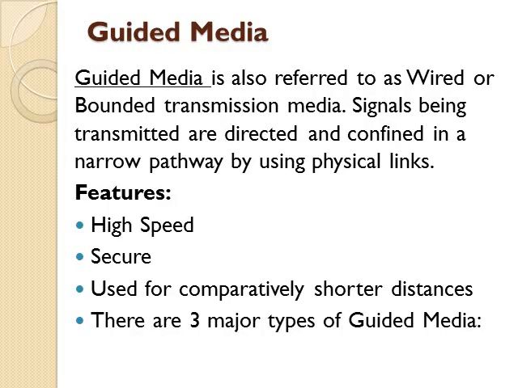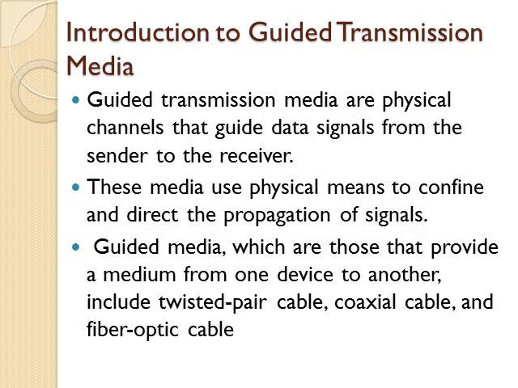Coming to guided transmission media, it is referred to as wired or bounded transmission media. Signals are being transmitted through a narrow pathway by using physical communication links. It has many features: we can transmit the data at very high speed, we can have a secured communication, and this procedure can be used only for shorter distance. There are three types of guided transmission media, and they are coaxial cables, twisted pair cables and fiber optic cables.